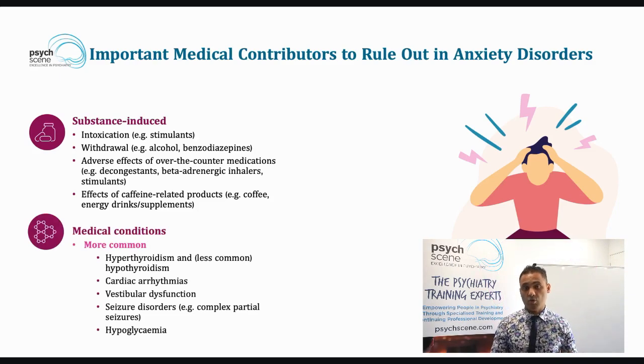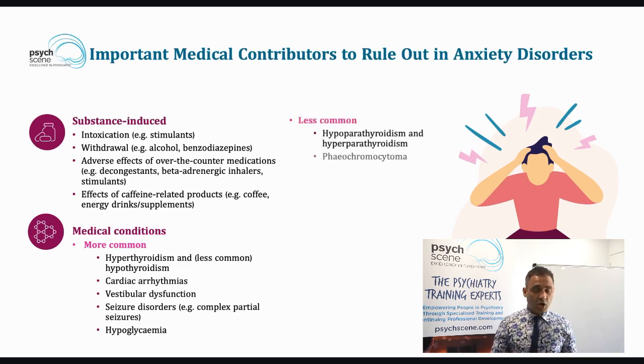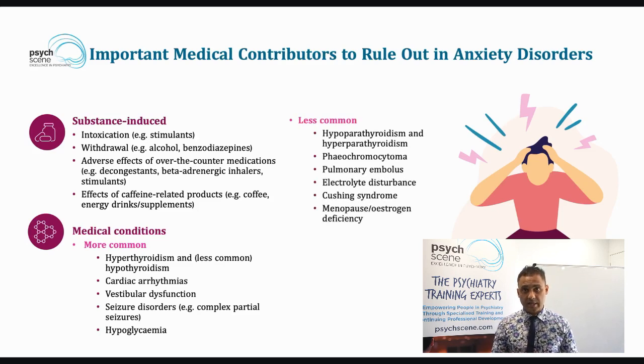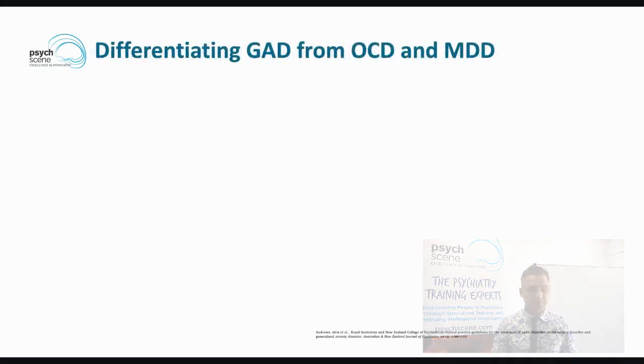Hyperthyroidism, excess thyroid hormone. Also, hypothyroidism can result in anxiety-like symptoms, along with depression. Cardiac arrhythmias, vestibular dysfunction, seizure disorders, and hypoglycemia. Now, less common, but still something to consider in treatment resistance, for example, would be parathyroid abnormalities, pheochromocytoma, which is a tumor that secretes excessive adrenaline, pulmonary embolus, electrolyte disturbance, Cushing syndrome, menopause, and estrogen deficiency in females.